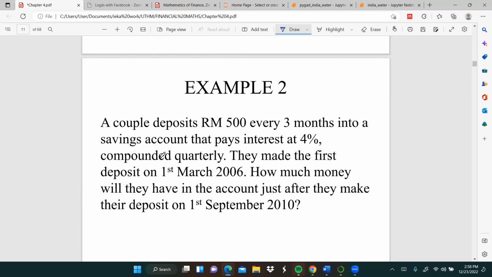Example 2: a couple deposit 500 ringgit every 3 months into a savings account that pays interest of 4% compounded quarterly. They made the first deposit on 1st March 2006. How much money will they have in the account just after they made their deposit on 1st September 2010?